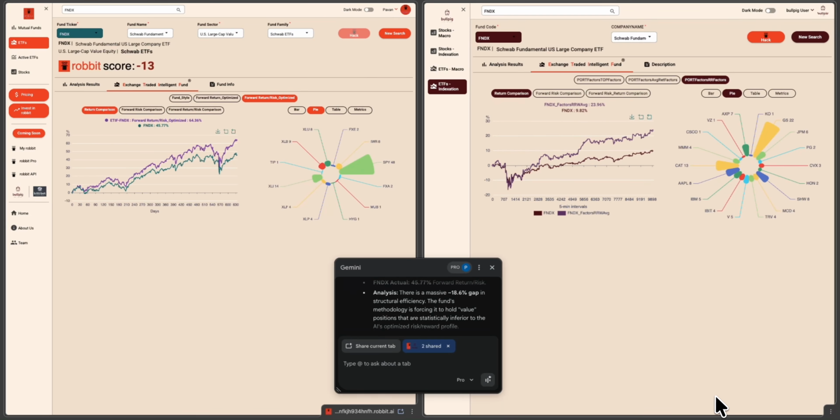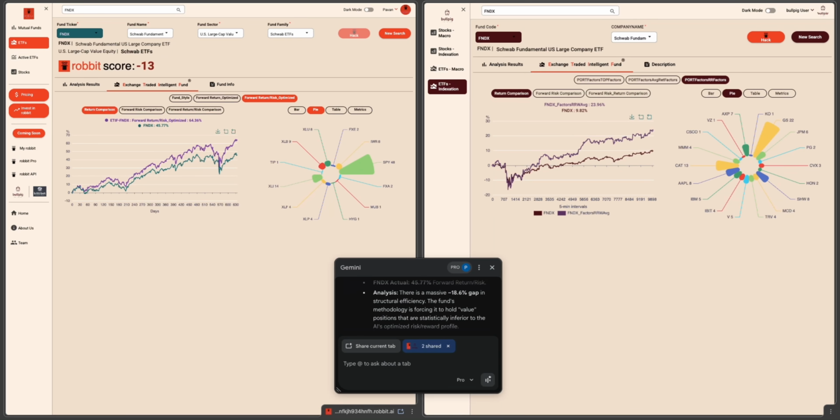The diagnosis: this is where the pain is felt most. The fund is dead money, lagging the tactical signal by approximately 14.14%. While the optimized model captures the market's upside, likely via tech/growth, FNDX is anchored to slower-moving value stocks that aren't participating in the rally.